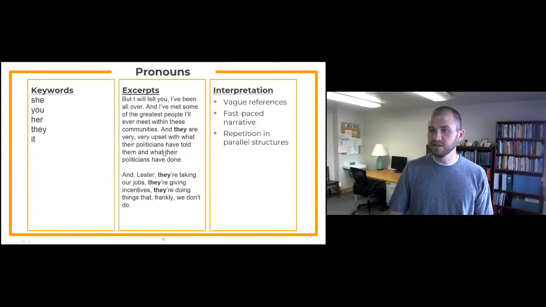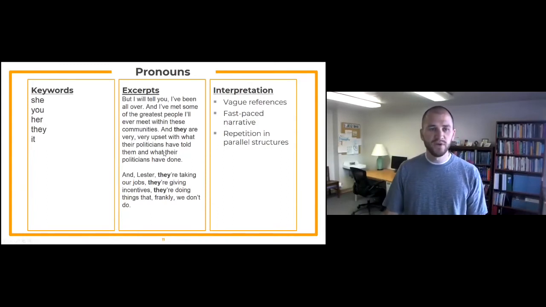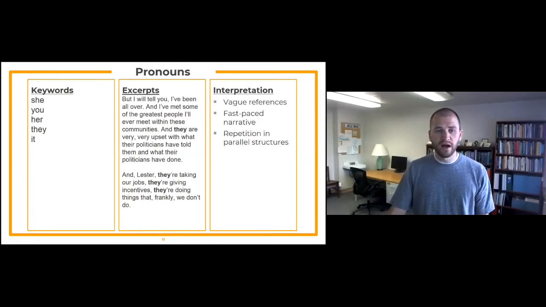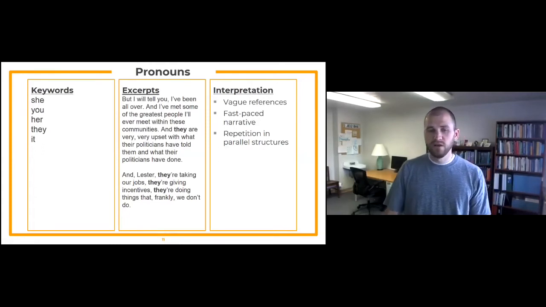You can see here: she, you, her, they, and it. Trump used all of these pronouns much more frequently than his opponent or than other candidates. And you can see in these quotes a lot of vague references to "they," and it's not clear who "they" refers to at all. There's no reference that we can see.